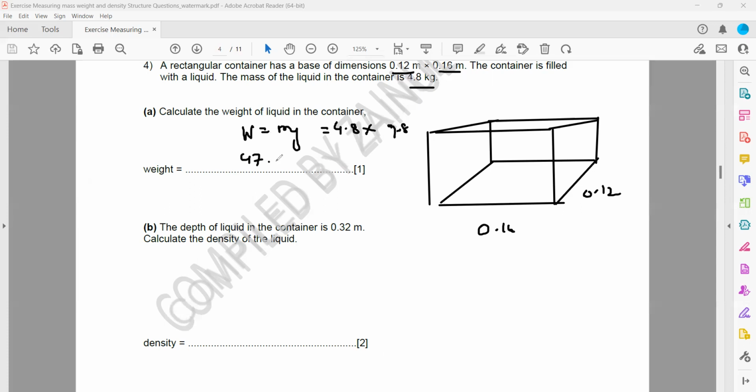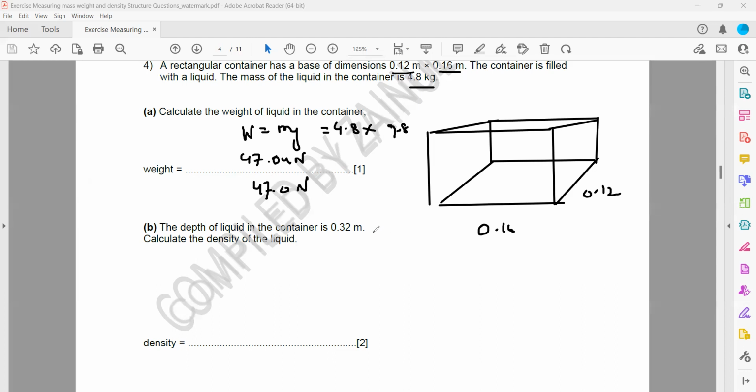Write your answer in 3 significant figures or 2. So we can also say 47, because it's like 47.04, which is 4 significant figures. 3 is correct. So when I round it off, it will be 47.0 Newton.